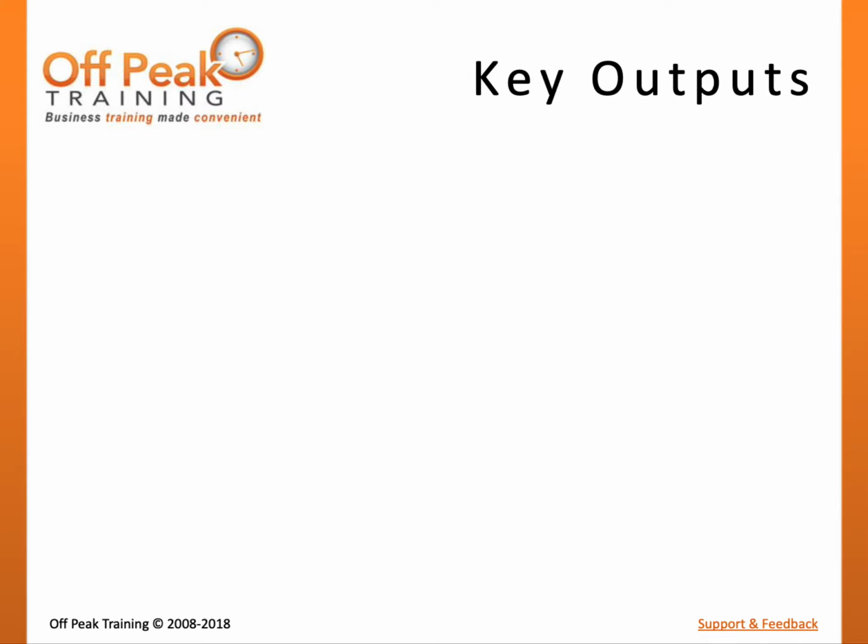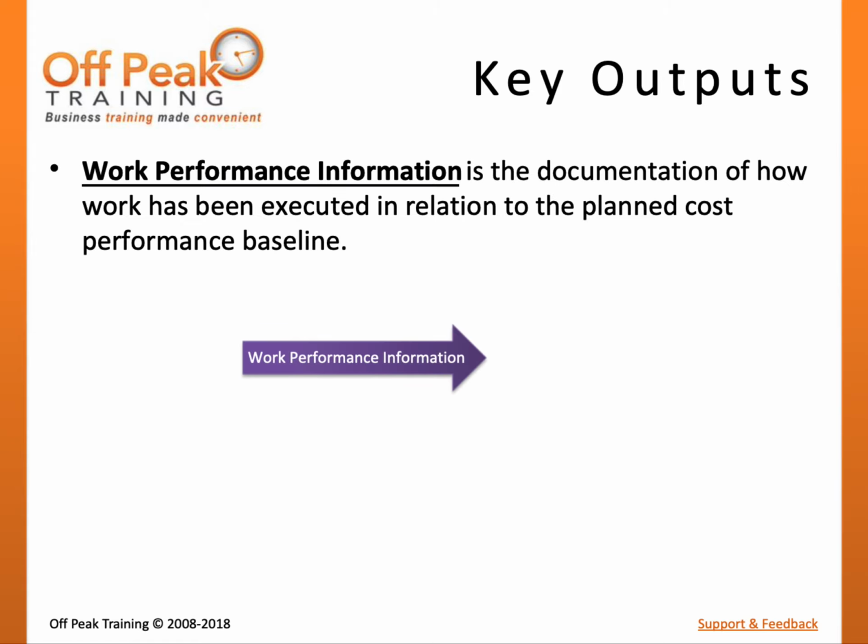There are three key outputs to the control schedule process. Work performance information represents the documentation of how the project is performing relative to the approved plan. For example, it could describe that project performance is consistent with the plan, that the project is behind schedule, or that the project is ahead of schedule. When earned value techniques are used, this performance can be measured using values such as schedule variance or schedule performance index.